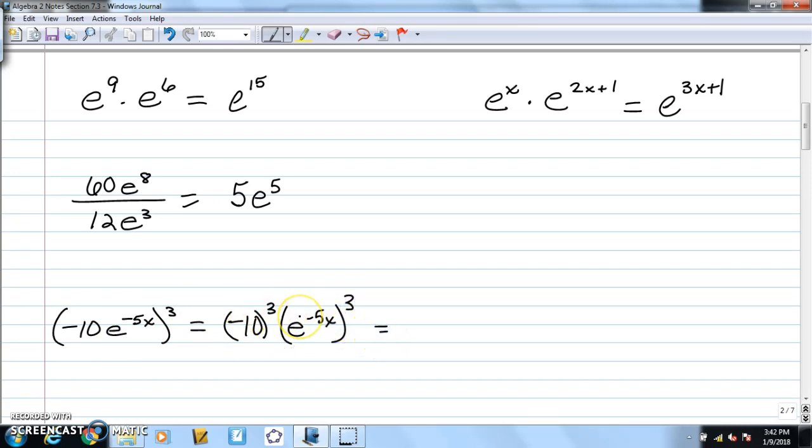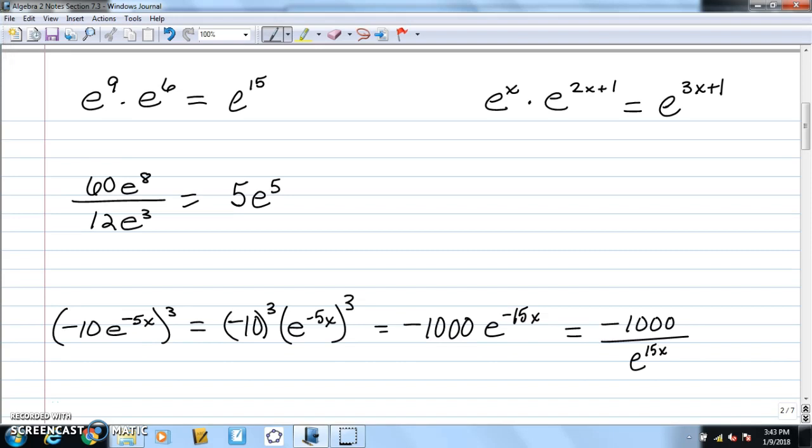Okay, well, negative 10 to the 3rd power is negative 10 times negative 10 times negative 10. Okay, that's going to give us a negative 1,000. And then here, power to a power, you multiply. So this is e to the negative 15x. Now remember, negative exponents, what happens with that? Well, that means this is negative 1,000 over e to the 15x, if you want to get rid of the negative exponents. Okay, so rules of exponents, still the same.